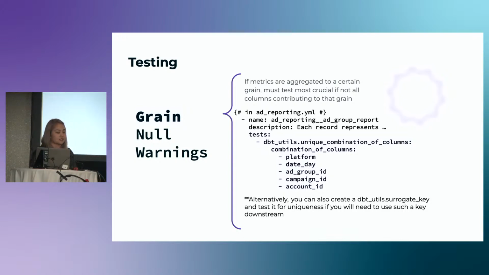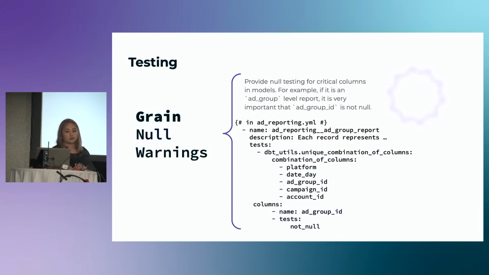And typically for grain testing, we'll either utilize a unique combination of columns, as pictured here, or we'll use surrogate keys if that surrogate key needs to be used, again, downstream. Next, we also provide null testing for absolutely critical columns in the model. For example, if you have an ad group level report, you should definitely have a non-null ad group ID. And we just test this using the non-null test that's built in. So we've successfully leveraged these two tests to help with debugging our integration tests and limit inaccuracies in our models.